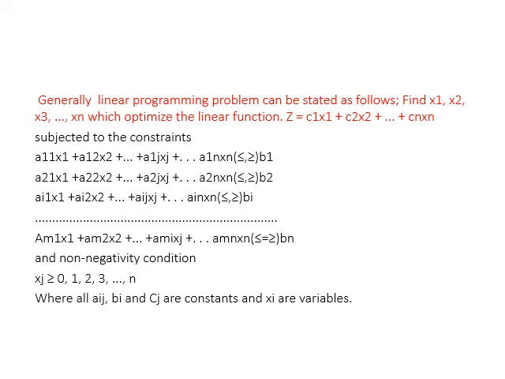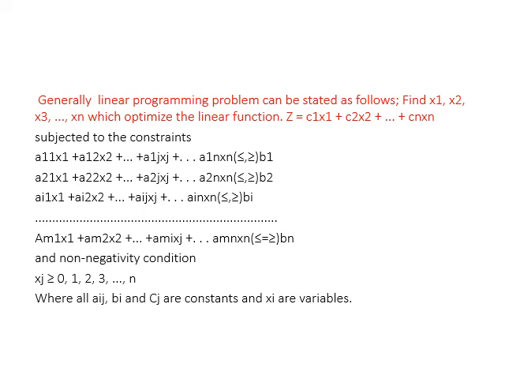In case of maximization, C1, C2 and Cn are said to be the profit of 1 unit of product. In case of x1, C1 indicates the profit of 1 unit of x1, whereas C2 refers to the profit of 1 unit of x2, and Cn respectively denotes the profit of 1 unit of xn.